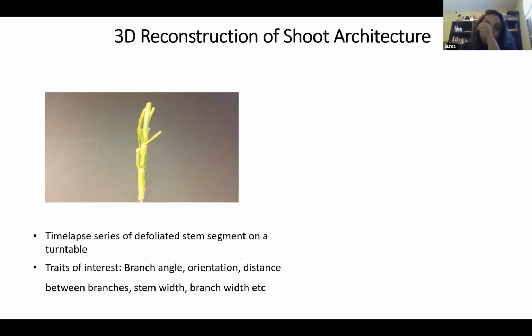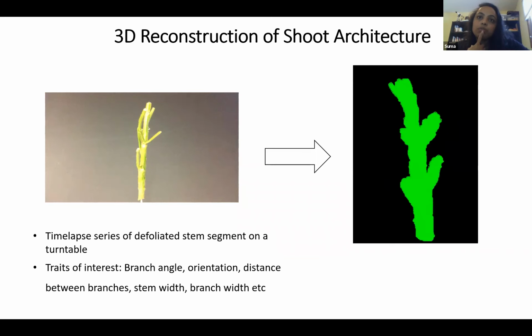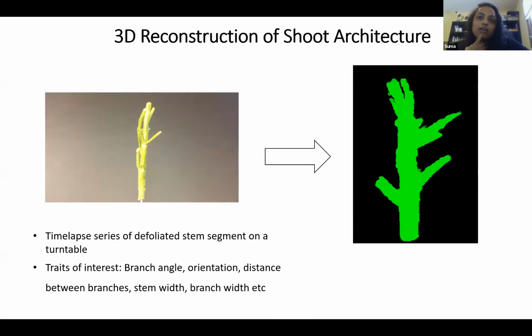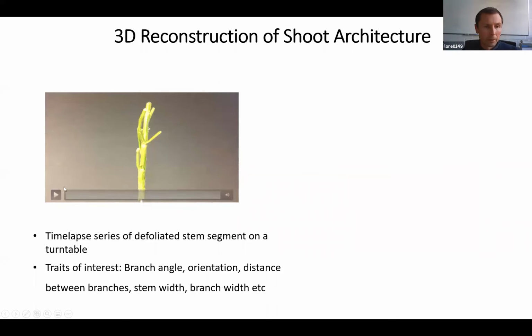While we did this, we also talked about whether we can do a 3D reconstruction and data extraction from that. Instead of 2D imaging, maybe we can do 3D, so we can capture other traits that are not amenable to 2D imaging. There's a video of this.